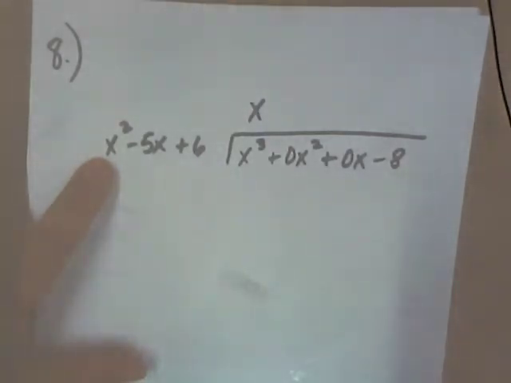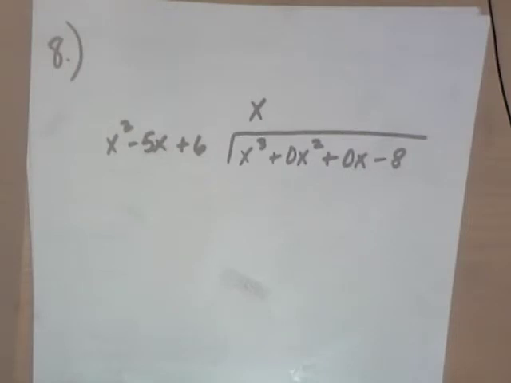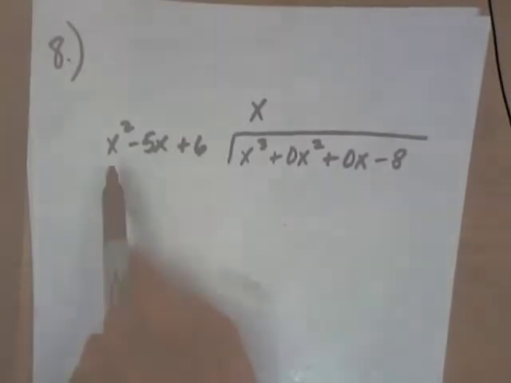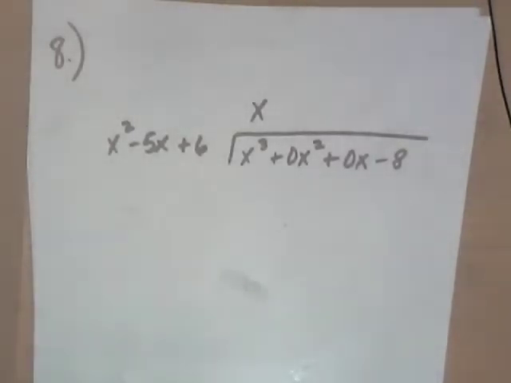Wait, I'm confused. X squared times x, because I got cubed. I remember, I got that. Like, how'd you get that set up? It's in the book. Yours is different? Yeah, number 8, right? What does your problem say? Use long division to divide x to the third minus 8 divided by x squared minus 5x plus 6. Oh, you just added 0. Okay, we're good. Confusing me.